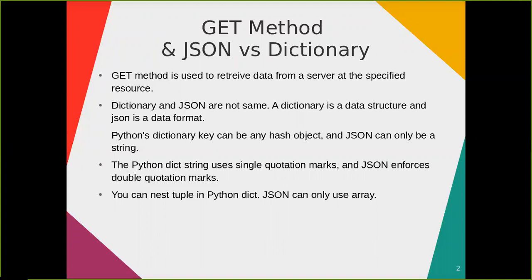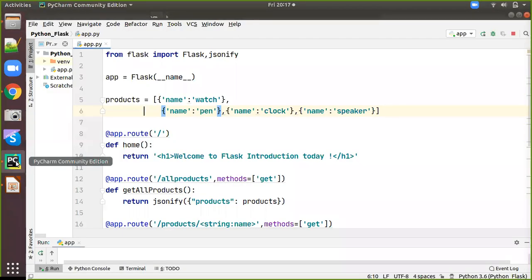Why are we seeing about JSON and dictionary? Because for the GET request, we will be sending JSON back to the client. It's not a dictionary. We may have the dictionary inside our Python program, but when we send it to the client, it should be in JSON format. So with that, we will start the coding and we will understand.